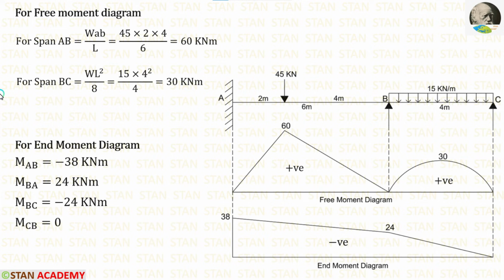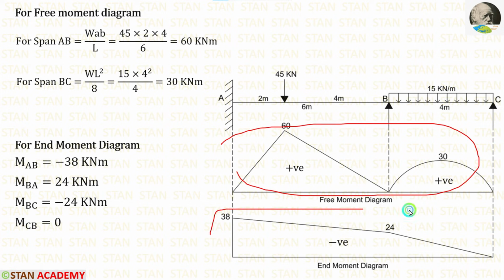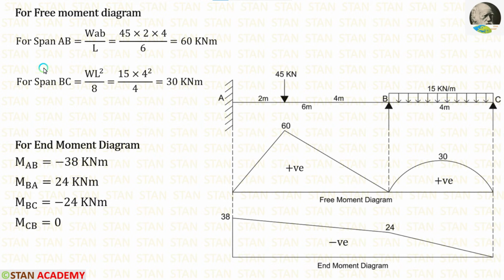Now we are going to draw the bending moment diagram. For drawing the bending moment diagram, first we have to make the free moment diagram, then end moment diagram, then we have to combine both of them to make bending moment diagram. For making the free moment diagram, we have to consider every span as a separate simply supported beam.